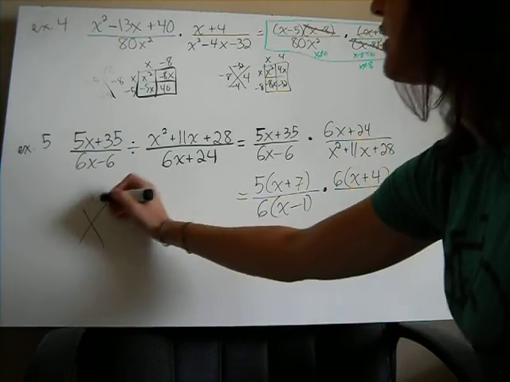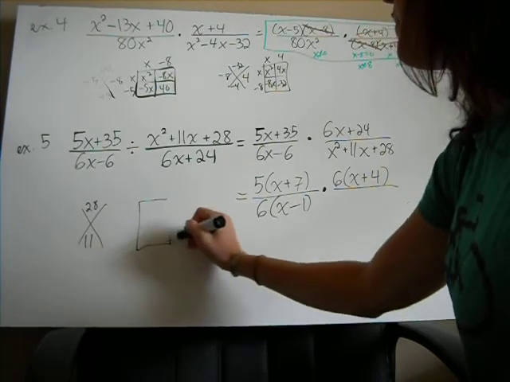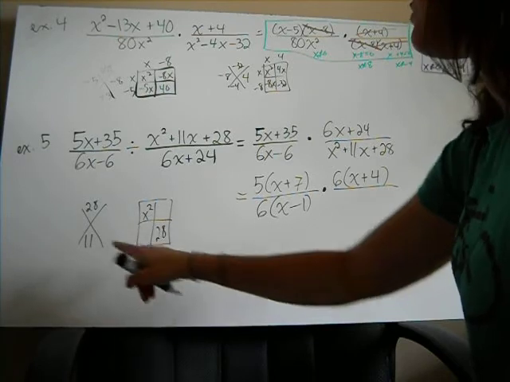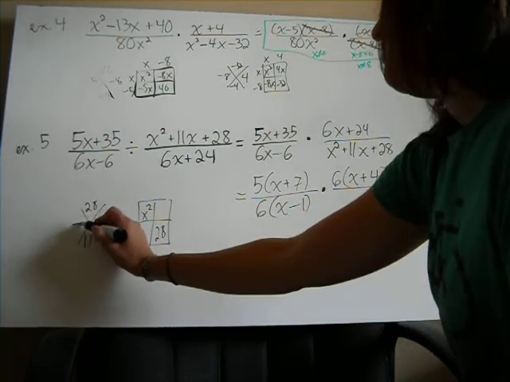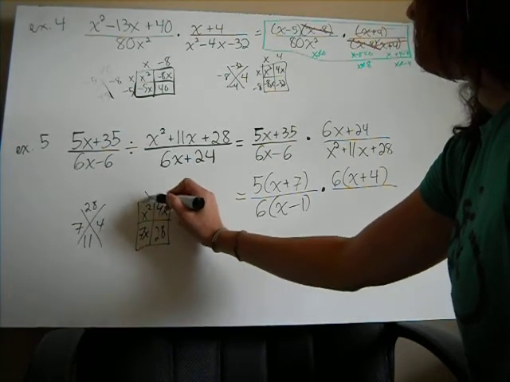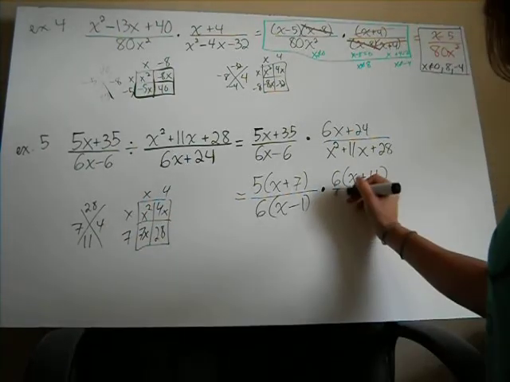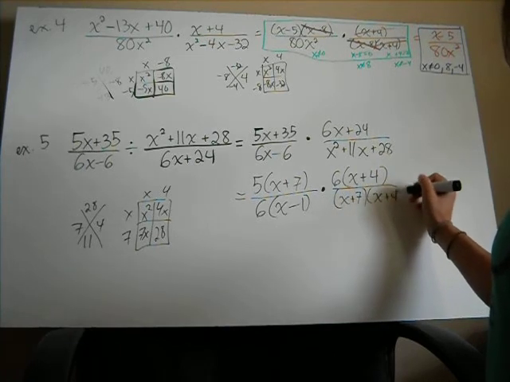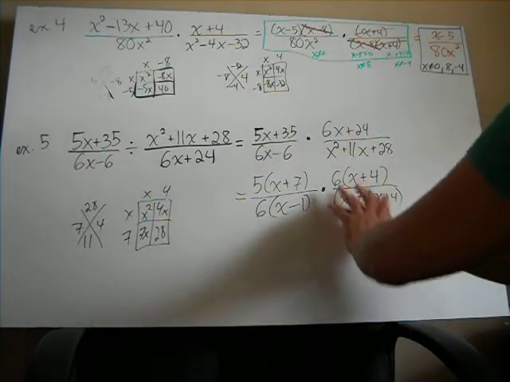So 1 times 28 is 28. B is 11. Let's see, we have x squared, 28. So numbers that multiply to equal 28 but add to equal 11 are 7 and 4. So we end up with x plus 4 and x plus 7. The order doesn't matter, just so you guys know. Okay, so now we have everything factored and it's nice and pretty.